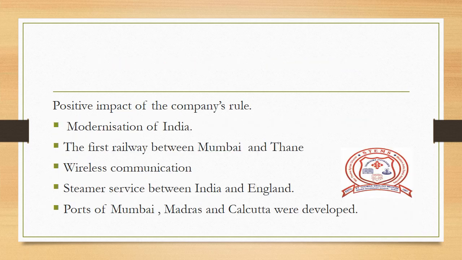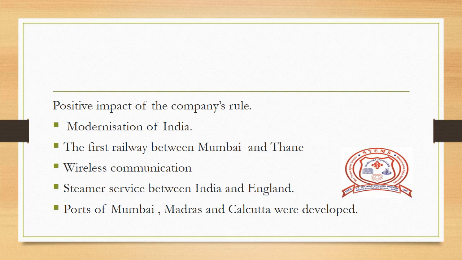Now we learn the positive impact of the company's rule. Though the British raised certain facilities for their own benefit, all these facilities helped in the modernization of India. These facilities were: First one, the railway line between Bombay and Thane was established by the British East India Company.